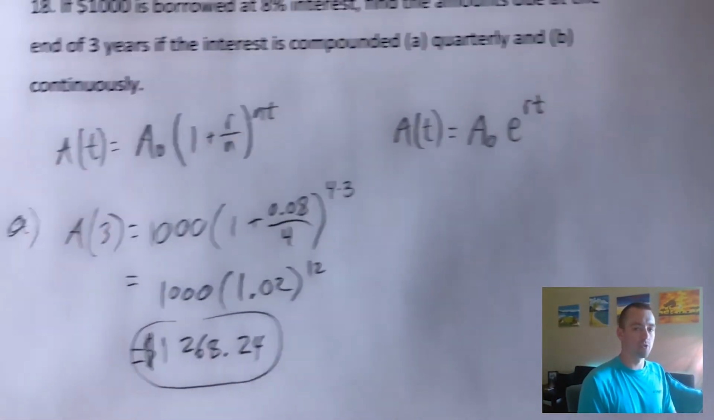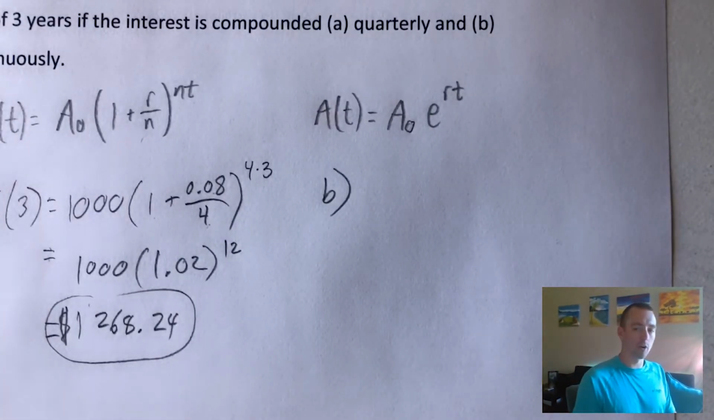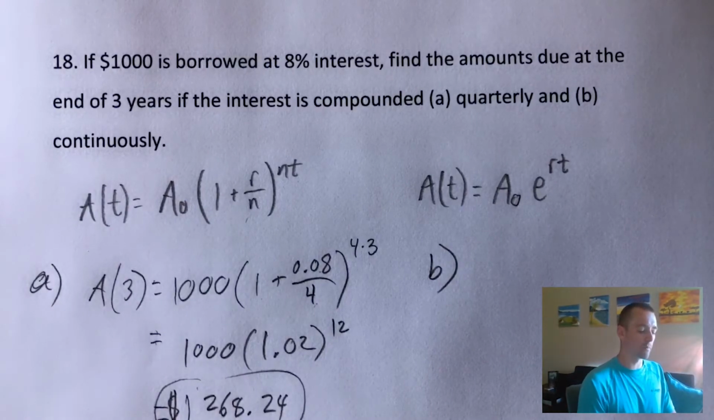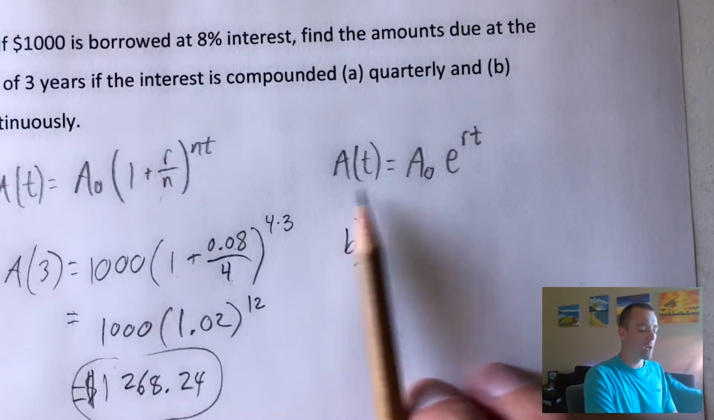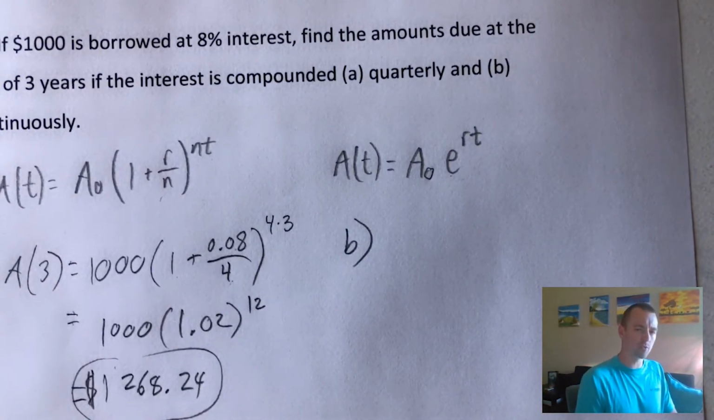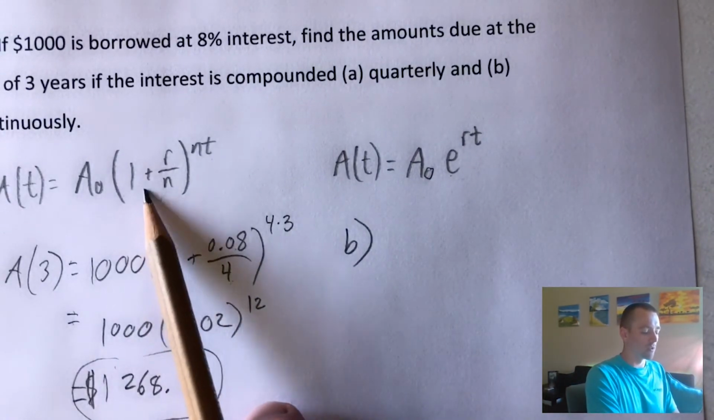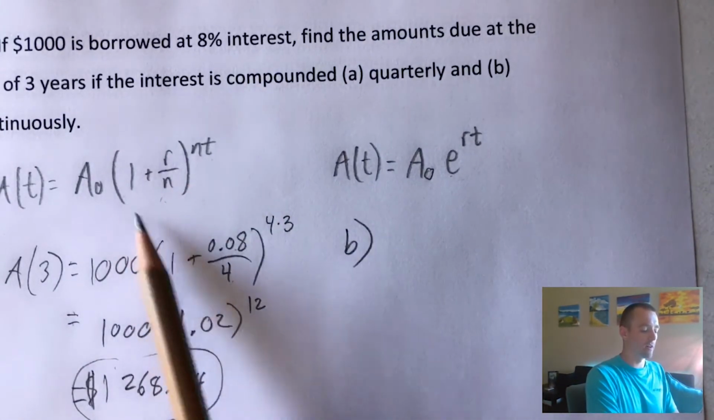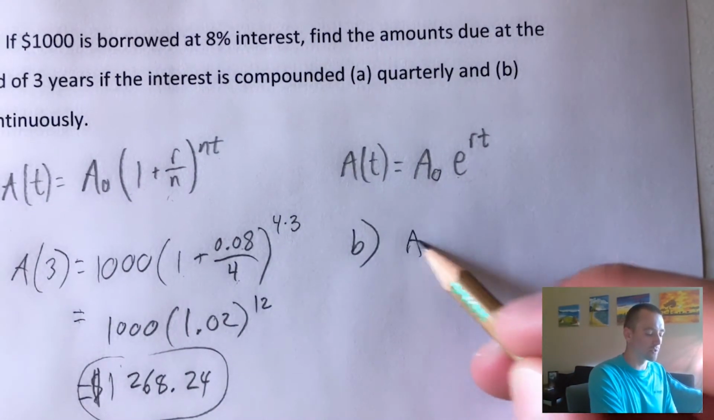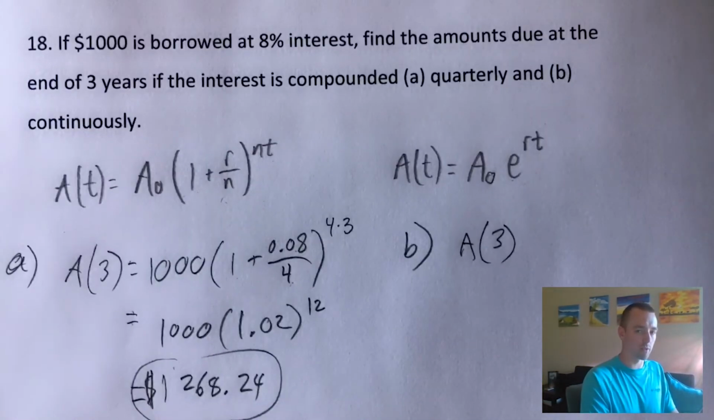So now what I really want to show you is basically how to do this same thing that we just did in part A, but now our interest is going to be compounded continuously. The continuous compound interest formula is this right here: A of t equals A sub 0 times e to the r times t. This formula is a little bit easier to work with because basically this 1 plus r over n to the n has been converted into e to the r. You can see we're just going to have, again, t equals 3. We're still going to be looking at 3 years.